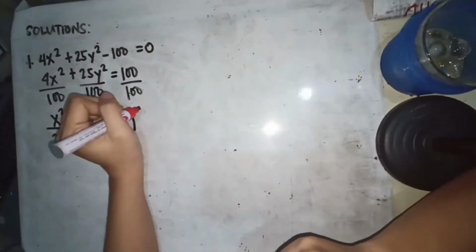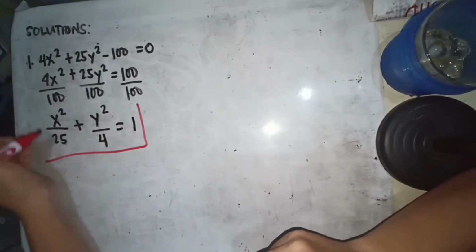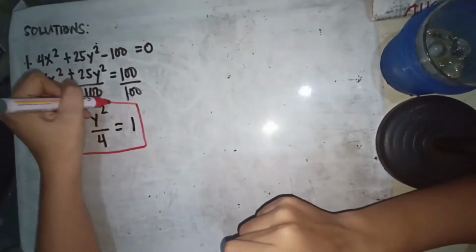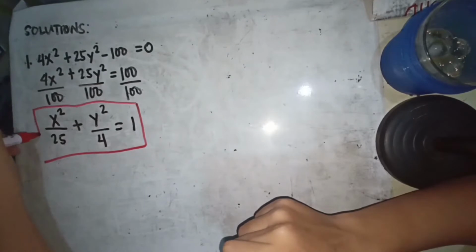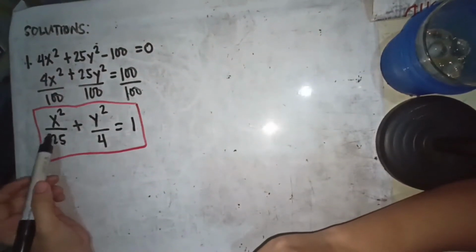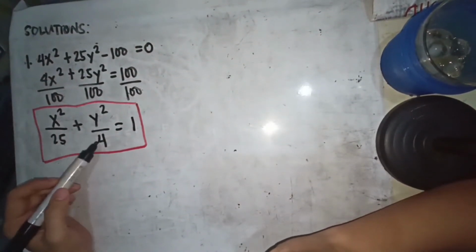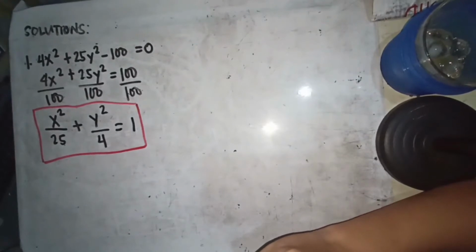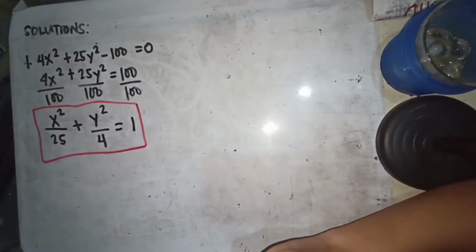So, the standard form of equation of the ellipse, which has the general form 4x squared plus 25y squared minus 100 that is equals to 0, is x squared over 25 plus y squared over 4 that is equals to 1. Okay, so we already have our standard form of equation. The next step is to graph our ellipse.